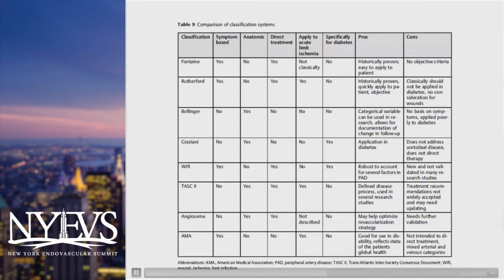So how do we do this? Just a comparative analysis of different classifications. As I said, Fontaine was the initial one, symptom-based, not used anymore. Rutherford is very useful and still should be used, or I use it. Bollinger and Ghaziani, I don't know if anybody uses.